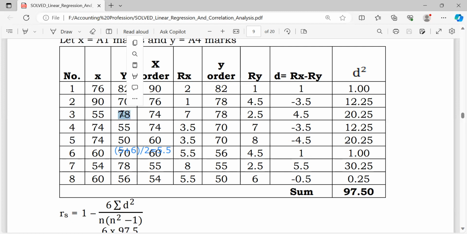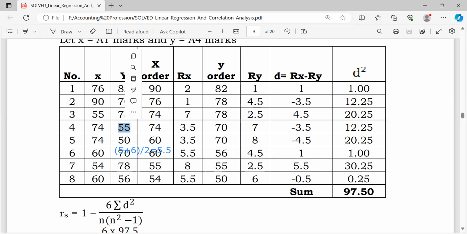We have 78 here. 78 is here, right here, but also right here. The first 78 is on number 2, and the second one is on number 3. So 2 plus 3 equals 5 divided by 2, you would have 2.5. So 78 would be ranked 2.5, but also the other 78 would be ranked at 2.5, something like this. All right, you go on and proceed.